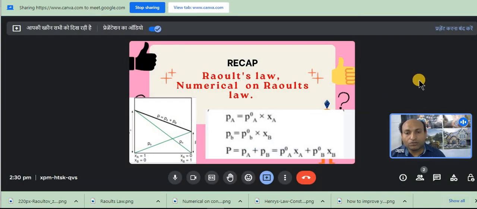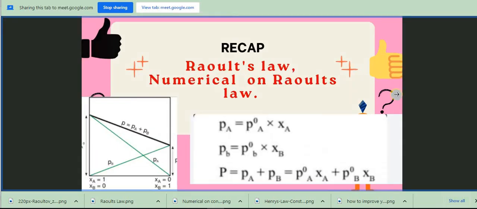What we have understood till now is Raoult's law. Raoult's law says that at a given temperature, the partial pressure is equal to the mole fraction of that component times the vapor pressure of that component. If you take two components, PA is equal to PA naught XA, and PB is equal to PB naught XB. If you total it, the pressure of the solution would be PA plus PB, equal to PA naught XA plus PB naught XB. Similarly, we have understood the curves and done the numericals from Raoult's law.